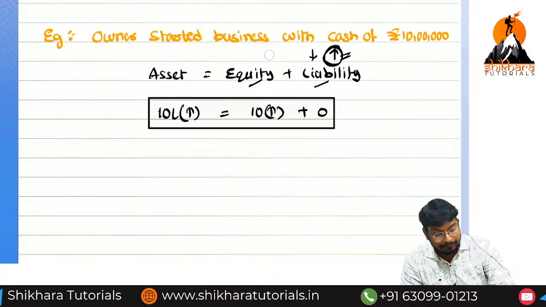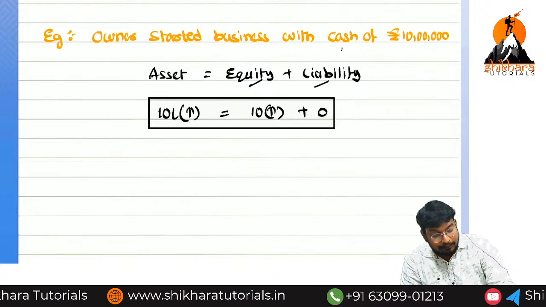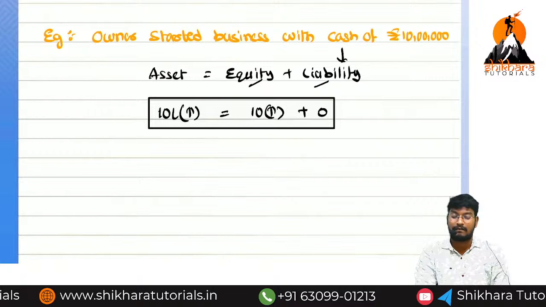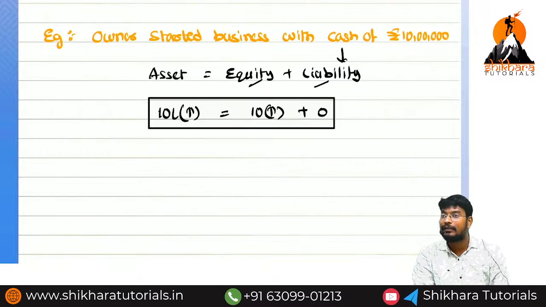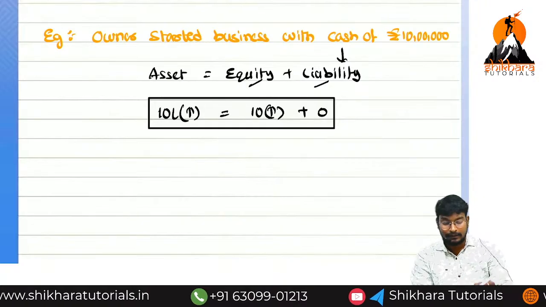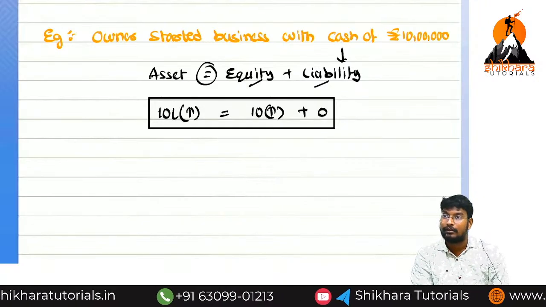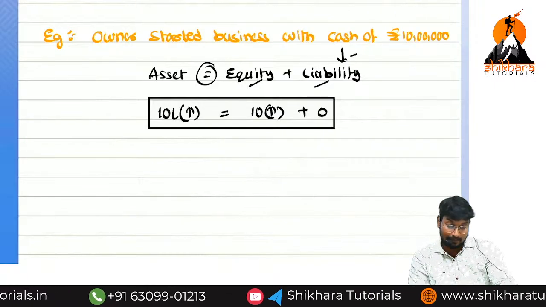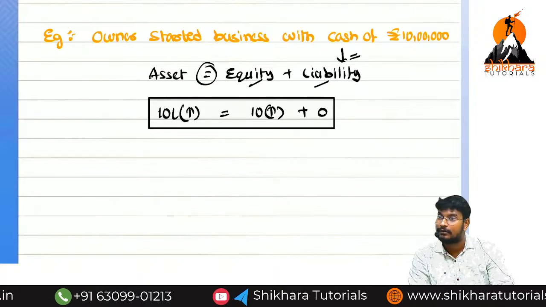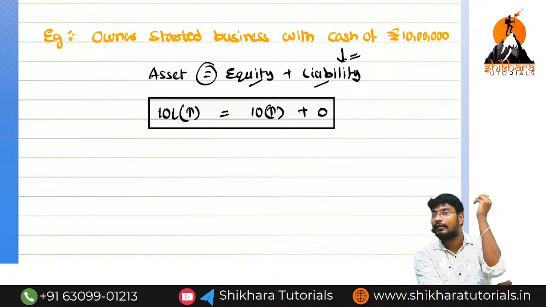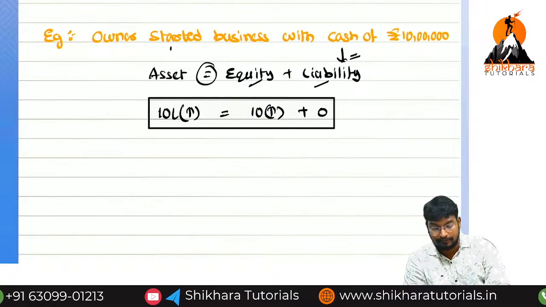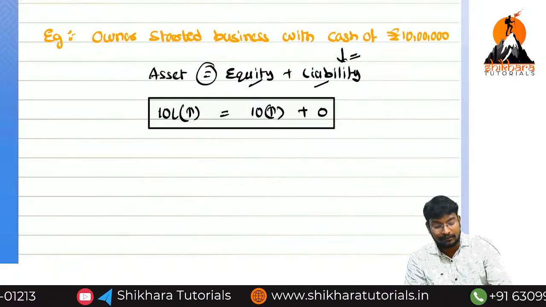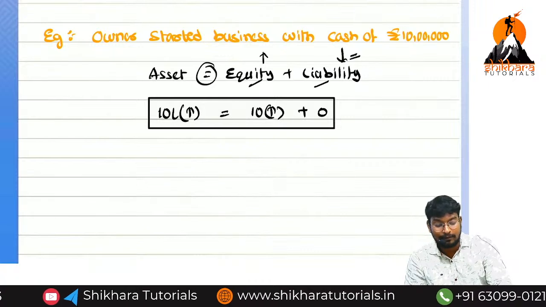I will say another point. For example, if the liability decreases, means asset. If the asset increases, are both sides equal or unequal? Equal should happen. Equal means RHS decreasing, LHS decreases, so should the asset decrease or increase? Decrease. Why would you say increase? It should happen like this. Or what is another option? Equity should increase or liability should increase.